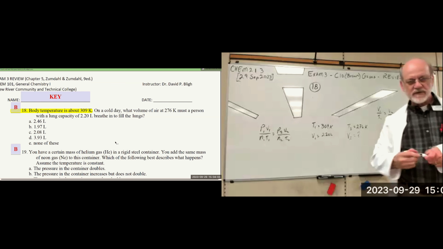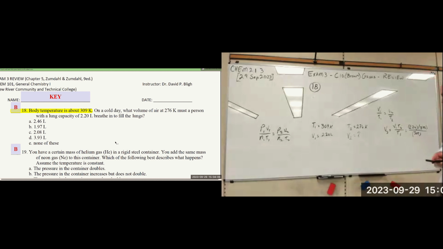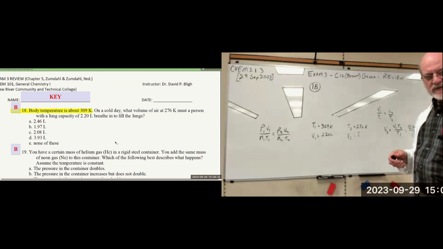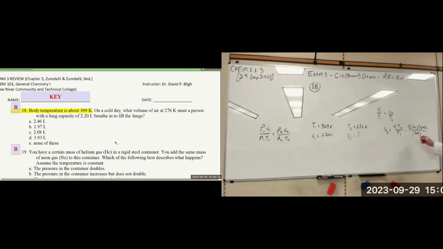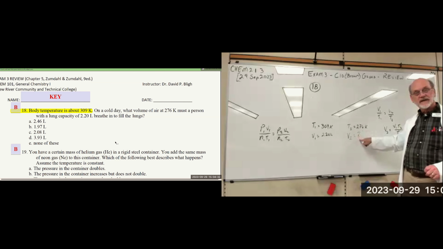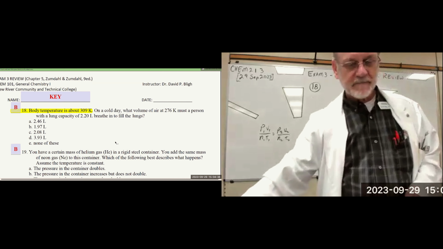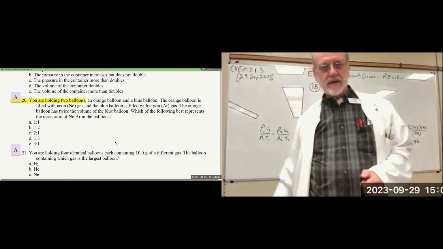Because none of these is an option, we need to calculate it. 2.2 times 276 divided by 309. I get 1.97 liters, three significant figures. That is the volume of air at this lower temperature outside your body in order to fill your lungs at that temperature. All right. 20.